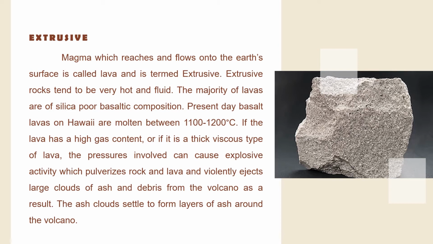If the lava has a high gas content, or if it is a thick viscous type of lava, the pressures involved can cause explosive activity which pulverizes rock and lava and violently ejects large clouds of ashes or ash and debris from the volcano as a result. The ash clouds settle to form layers of ash around the volcano.